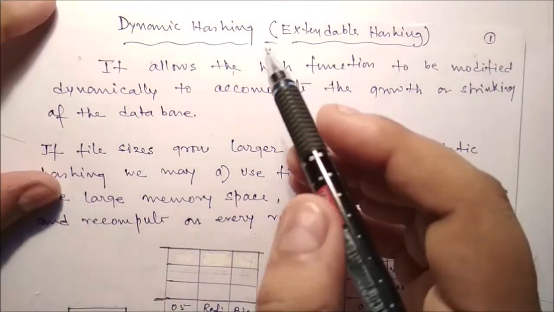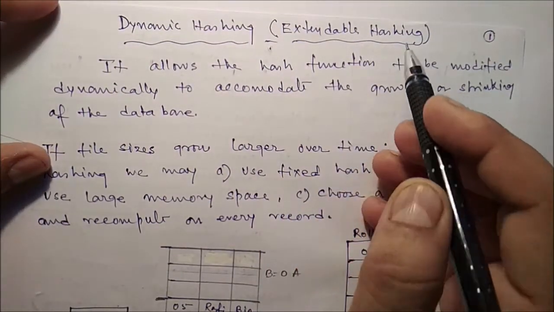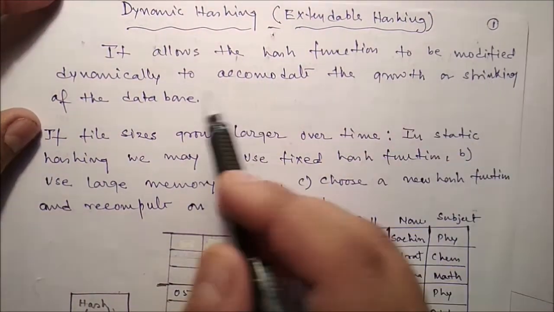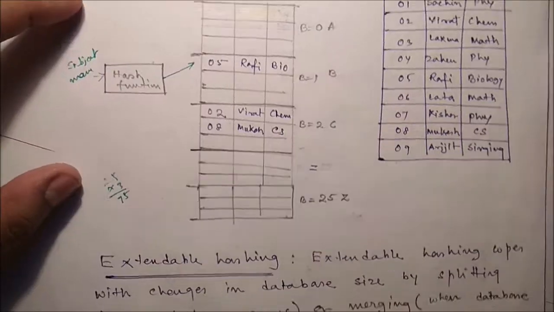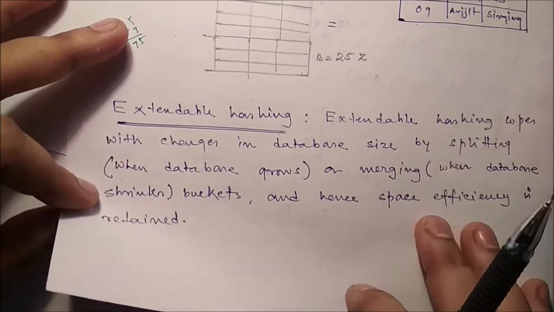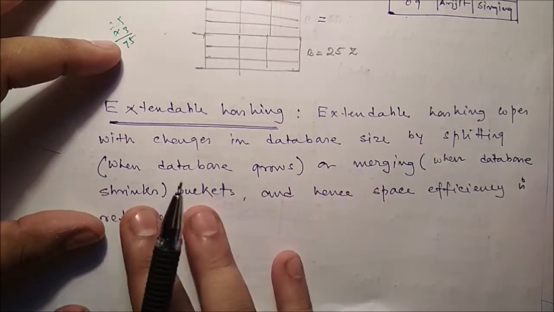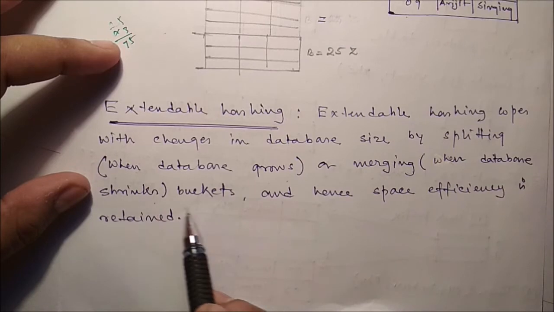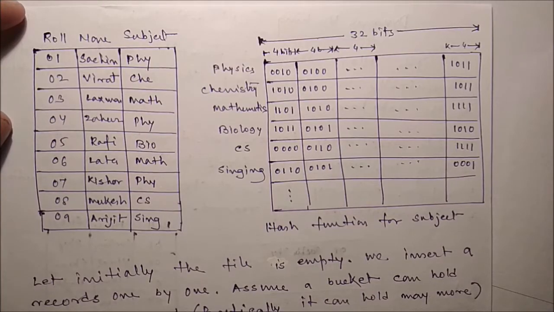Welcome back. In this video we'll talk about dynamic hashing and we'll discuss in detail extendable hashing. Dynamic hashing allows the hash function to be modified dynamically to accommodate the growth or shrinking of the database. Extensible hashing is a dynamic hashing. Extendable hashing copes with the changes in database size by splitting buckets if the database grows or merging buckets when the database shrinks, and hence space efficiency is retained. Now we will see the working principle of extensible hashing.